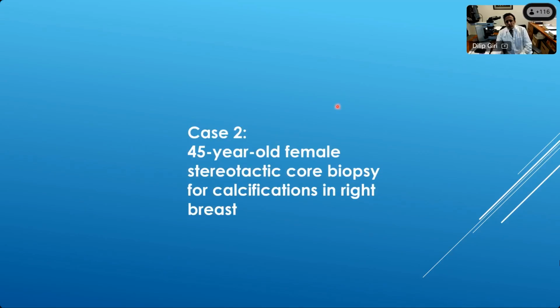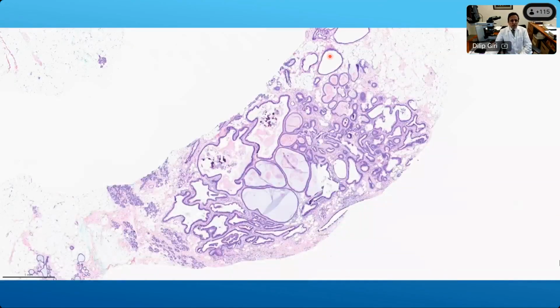Let's move on to the next case. This is from a 45-year-old in whom a stereotactic biopsy was done for calcifications. So here we see now these cystically distended spaces, right? Many of which are calcified. There are intraluminal calcifications. And this is a very flat kind of appearance, which is targeted by the radiologist. Flat cystic spaces.